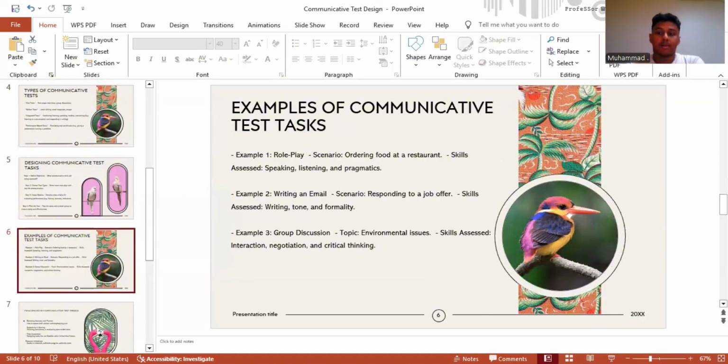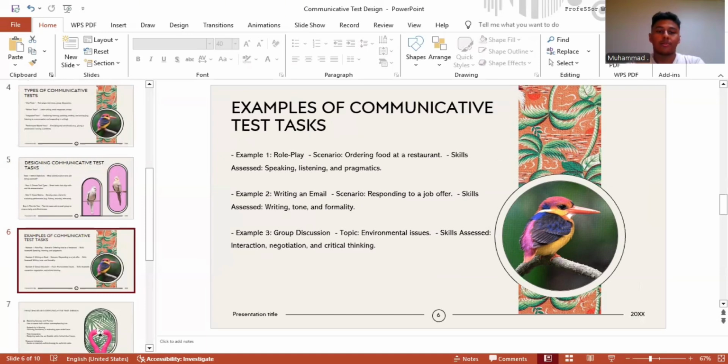Why does it matter? It prepares learners for real-world communication, encourages meaningful interaction over rote memorization, and aligns with modern teaching methods like communicative language teaching. And the examples of communicative test tasks.